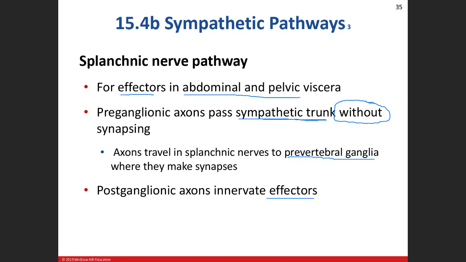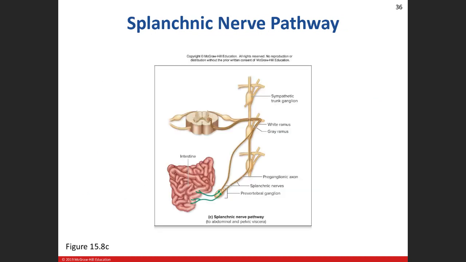So again, splanchnic nerves do not synapse in the sympathetic chain or the sympathetic trunk. They go right through it. They come into it, don't synapse with anything, and they exit. Their ganglia are going to be located in one of those three areas I mentioned: the celiac, superior mesenteric, or inferior mesenteric ganglia. So that's what we're going to see here in this picture. Here you can see our splanchnic nerve pathway.